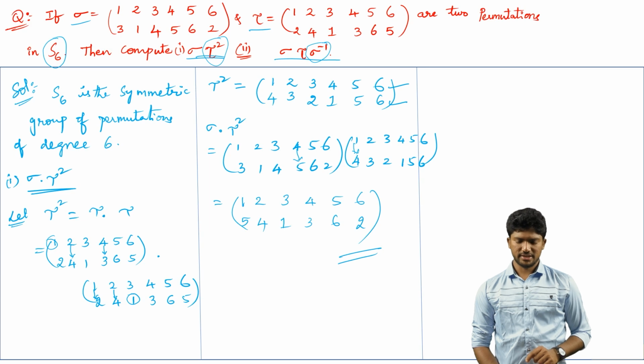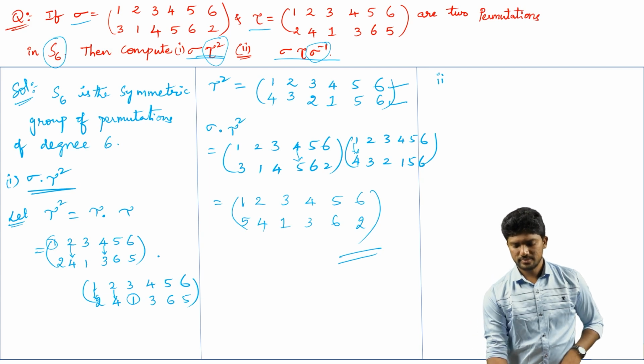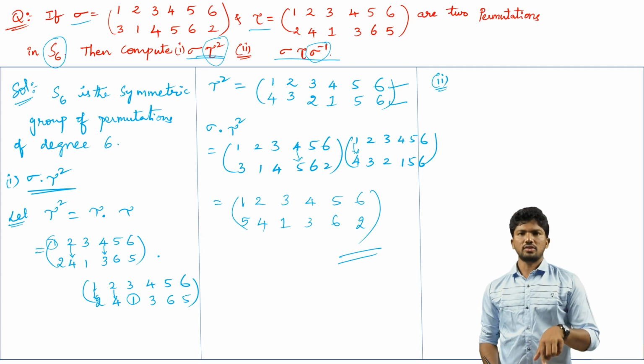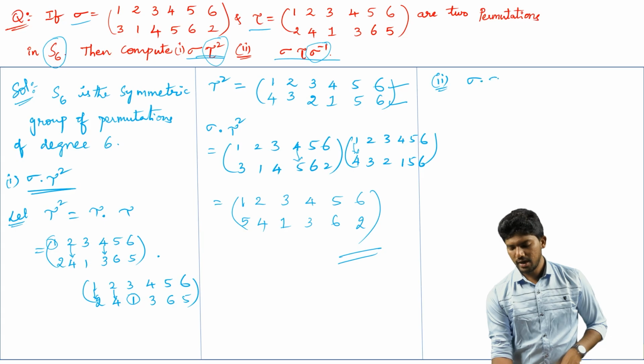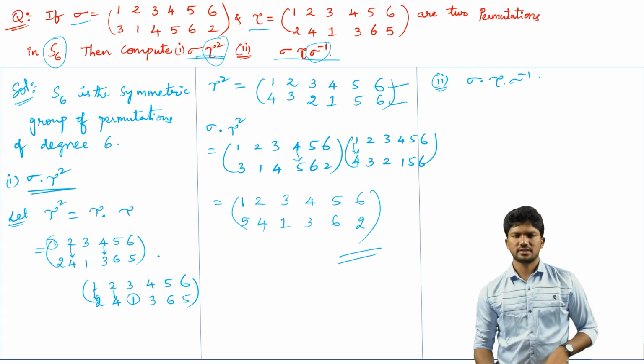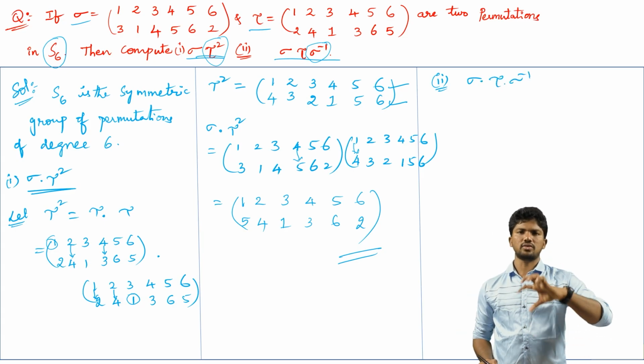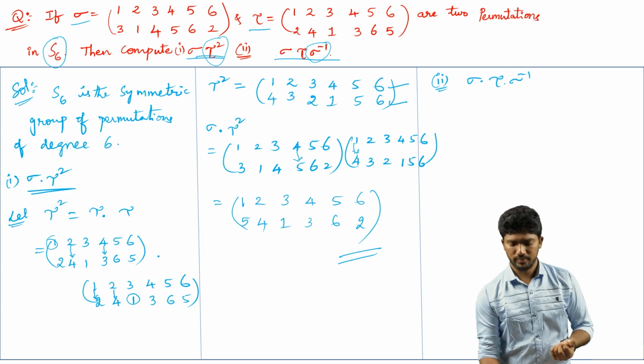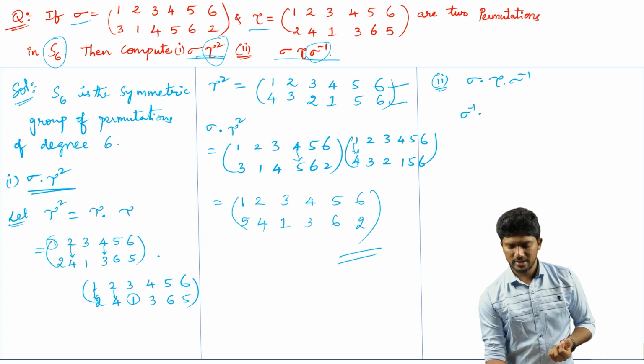That is the first condition. Next, the second condition is sigma tau sigma inverse. To solve this condition, first of all we have to find out the sigma inverse value. Here you know very well that sigma inverse is equal to 1 by sigma.